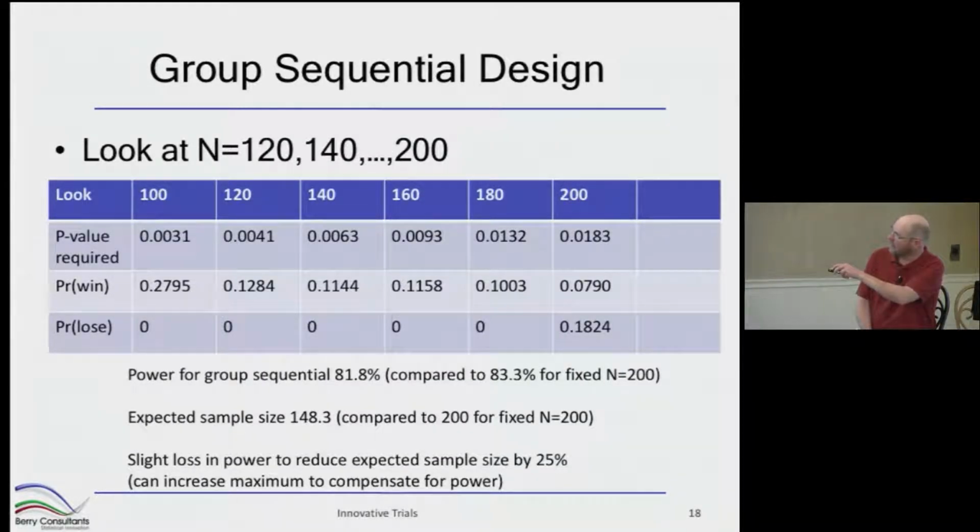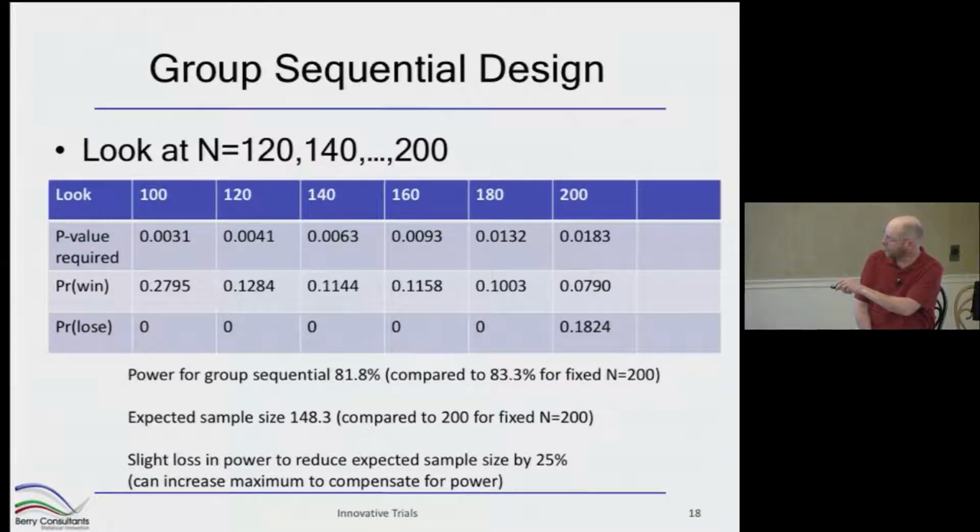It turns out in this particular trial, 28% stop at 100. And that's again 30 versus 50. This is what I'm powering for. So this is not for a dramatic effect. These are just ones that got lucky early. 12% at 120, 11, 11, 10. 7.9% win at 200. And then here is 18% that lost at the end. So these are ones that went through the entire sequence and never actually made it through any of these hoops.